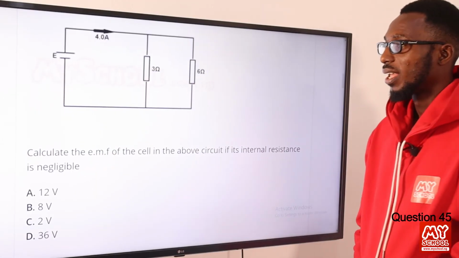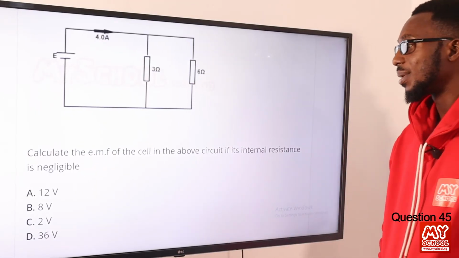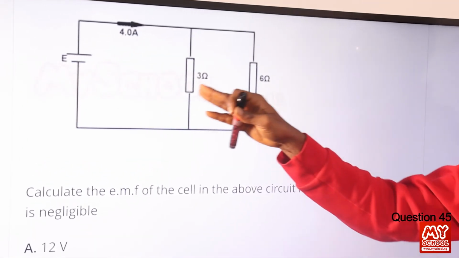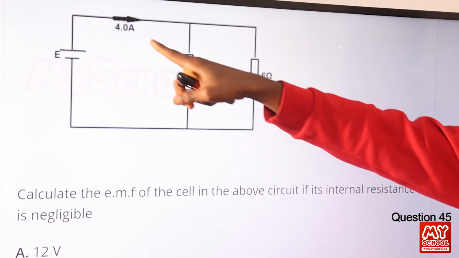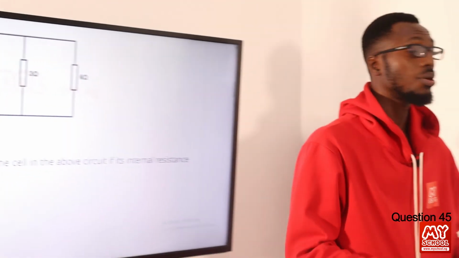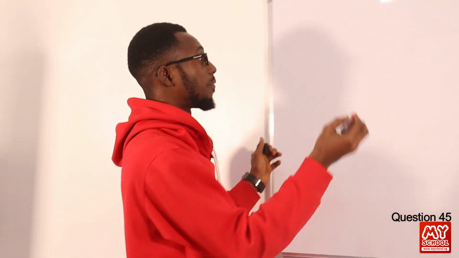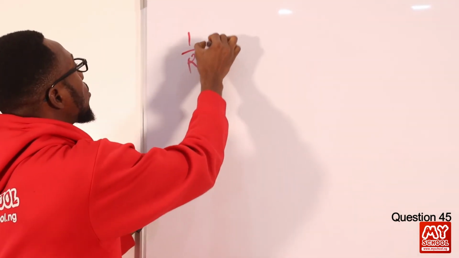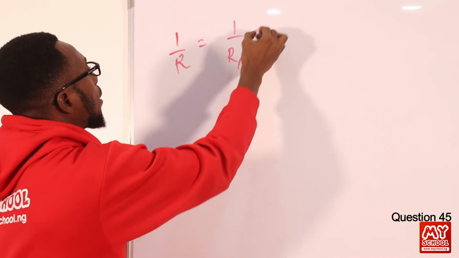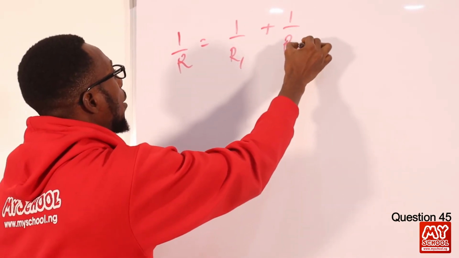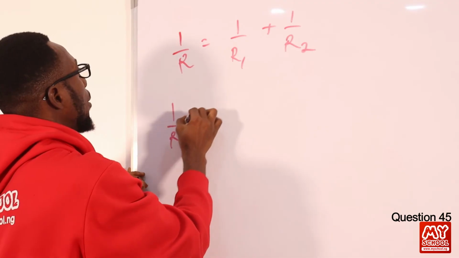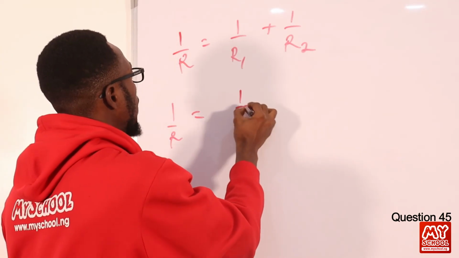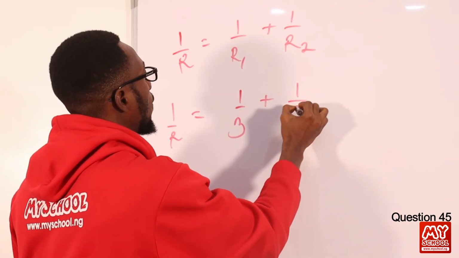45. Calculate the EMF of the cell in the above circuit if its internal resistance is negligible. So this arrangement is in parallel, then we have the current. So we can use the formula. First let's find our resistance. Since in parallel, this is what we should have: 1 over R1 plus 1 over R2. So 1 over R equals the arrangement. We have 3 ohms and 6 ohms. So I have 1 over 3 plus 1 over 6.